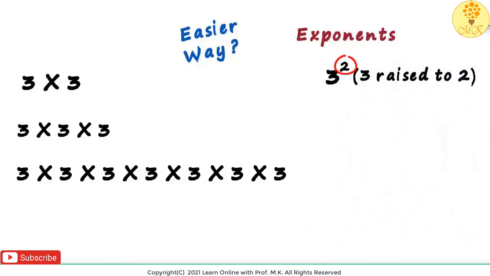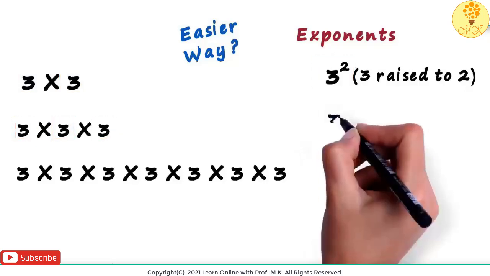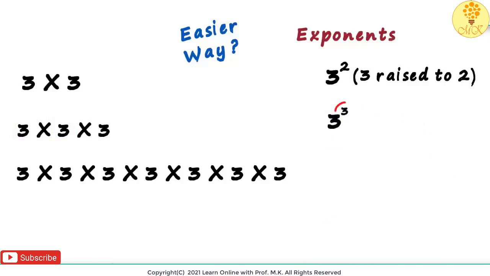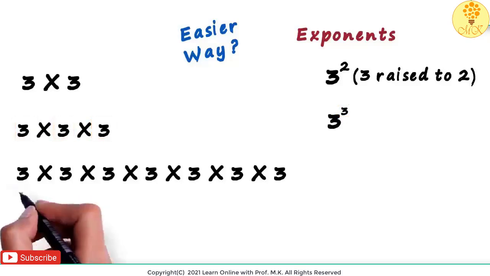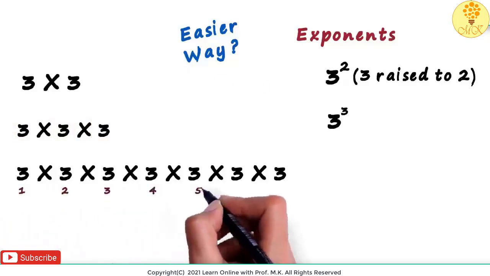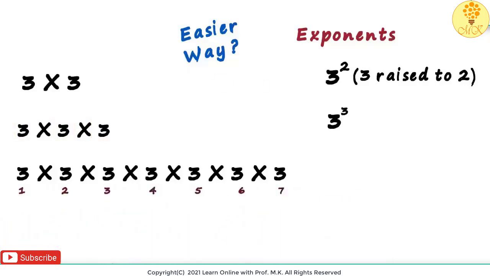How do we get a 2? It depends on the number of 3's you can see. So we have 2 3's here, and hence we write it as 3 raised to 2. In the second case, we can see 3 3's. Hence, it can be written as 3 raised to 3. How do we get a 3 in the superscript? That's because we have 3 3's. And in the final example, we have 1, 2, 3, 4, 5, 6, 7 3's. So we write this long string of 7 3's as 3 raised to 7.